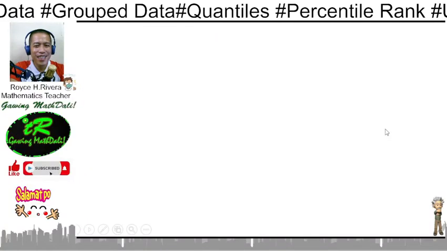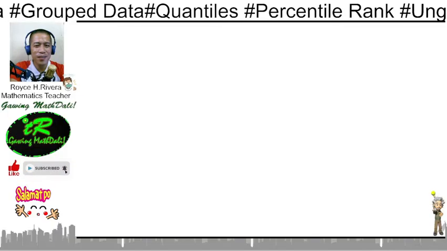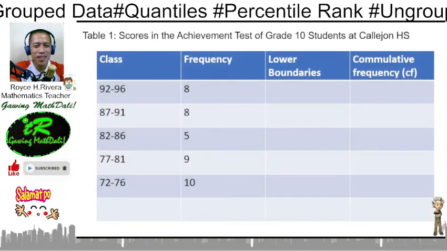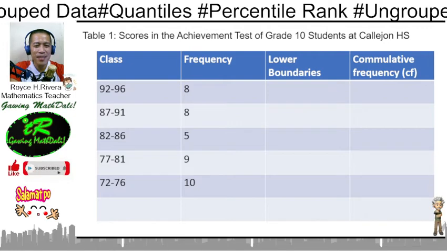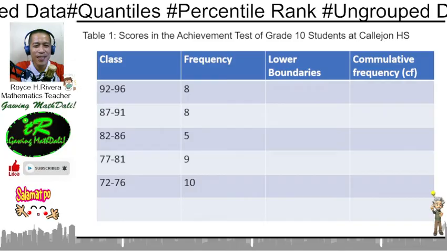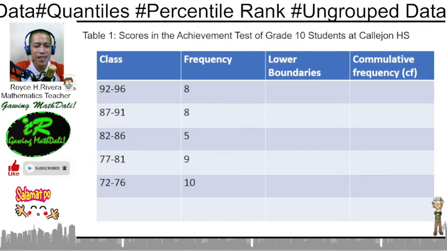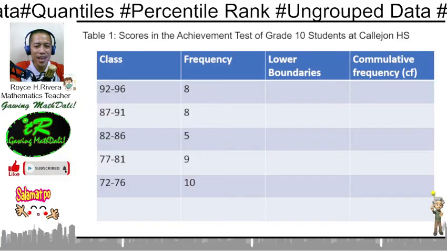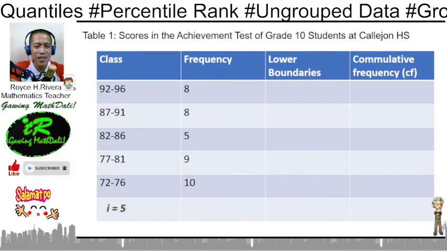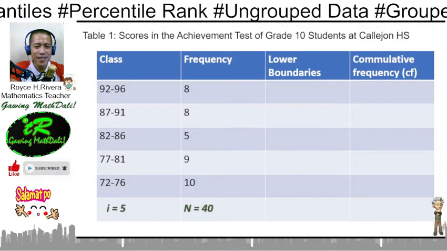Ngayon ay tingnan natin ang ating example para sa percentile rank for group data. Table 1 shows the scores in the achievement test of grade 10 students at Callejon High School. Let us complete the table. The interval used for each class is 5. The total frequency, we have 40.